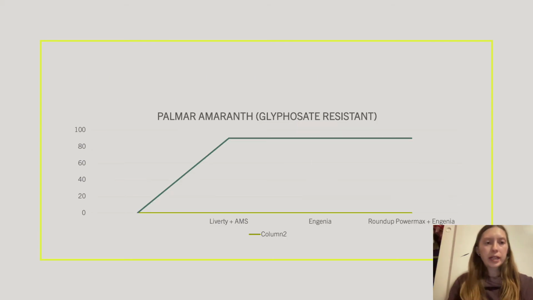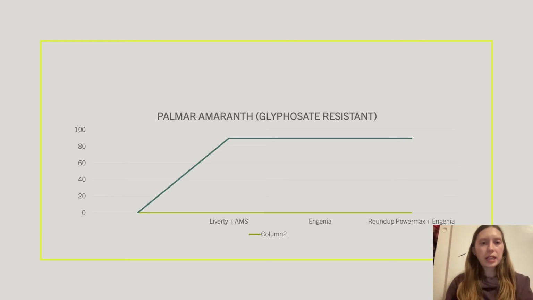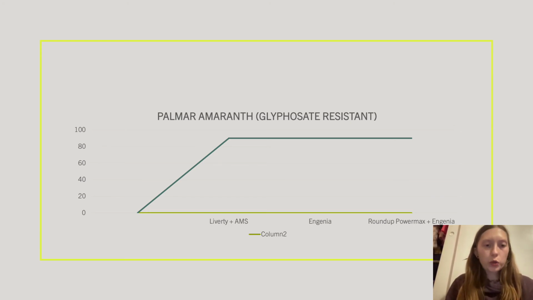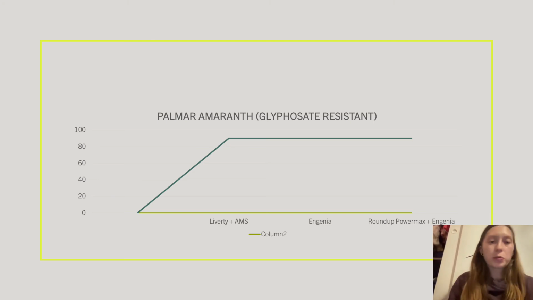So similarly, when we're looking at the Palmer amaranth that is resistant, we see a 90% effectiveness across these 3 treatment plans: the Liberty Plus AMS, the Engenia, and the Roundup PowerMax Plus Engenia. So when we're looking at these, it's similar to the last slide because we're looking at the same control groups. So with this one, it is exactly the same as the previous slide. We're going to go with the price that is less expensive.